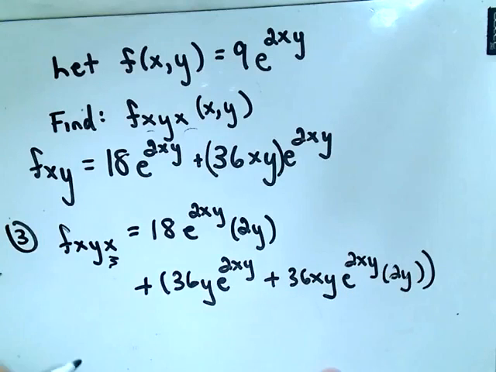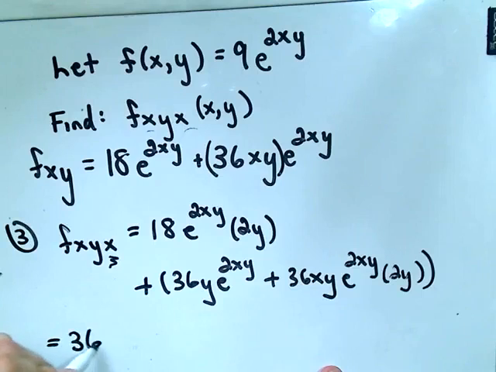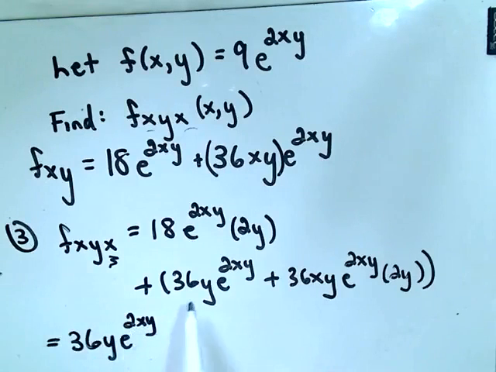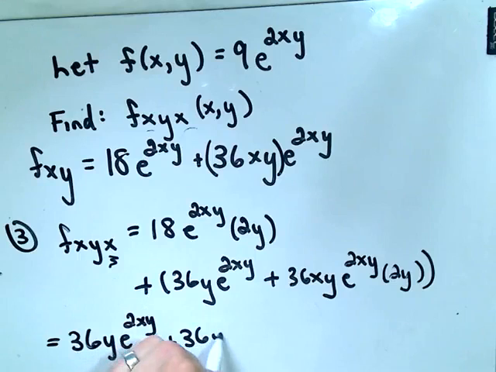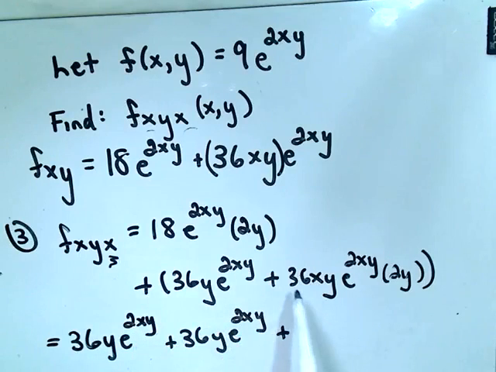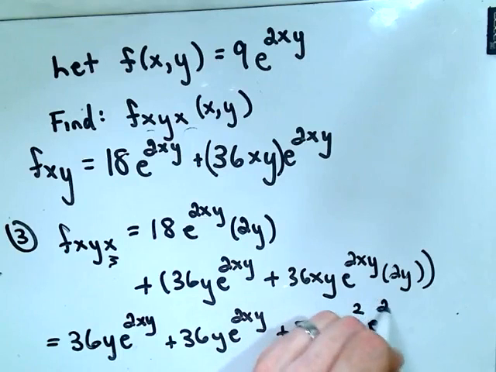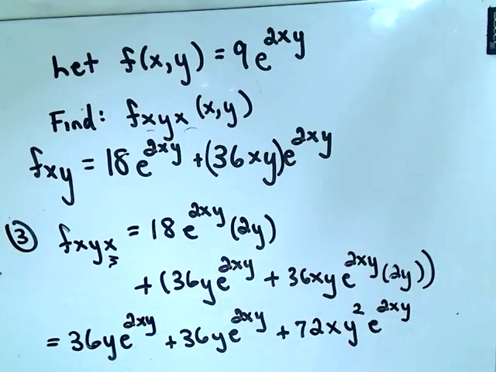Okay, so let's see if we can condense this a little bit. It looks like we've got 18 and 2, that's 36y e to the 2xy. It doesn't look like there's much to do on my second term, so we've got 36y e to the 2xy. And on the last part I've got 36 and 2, which is 72. I've got an x, and a y and a y, so that's y squared. And then I have my e to the 2xy left over.